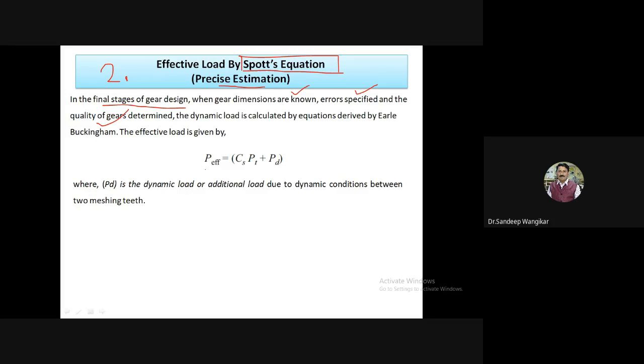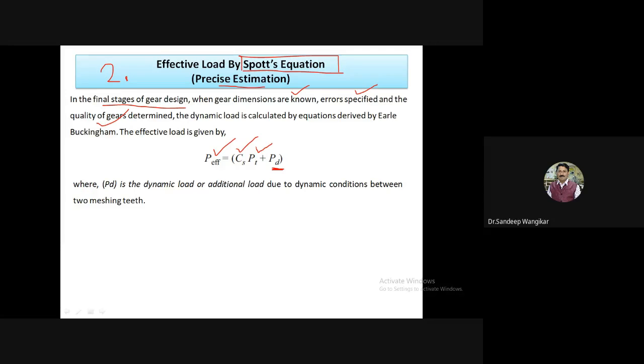In this case, the effective load is given by P effective is equal to CS PT plus PD. In the last equation, we saw P effective is equal to CS PT divided by CV, the approximate estimation. Now for precise calculation, P effective is equal to CS PT plus PD. CS is the service factor, PT is the tangential load, and PD is the new term. PD can be calculated by using Buckingham's equation or Spott's equation. There are different methods; we will discuss here how to calculate PD by using Spott's equation.